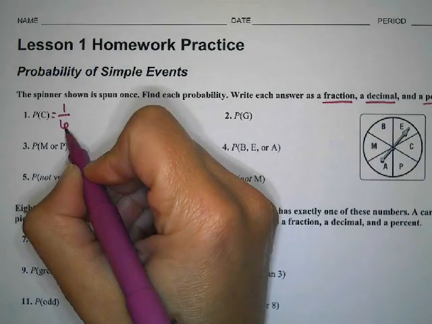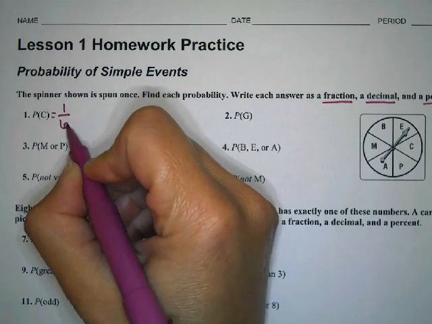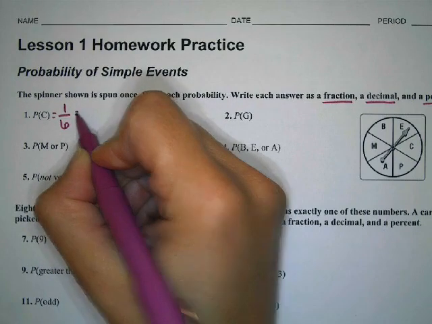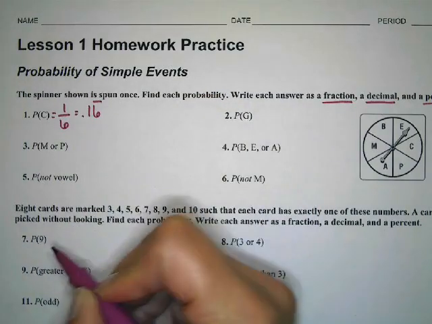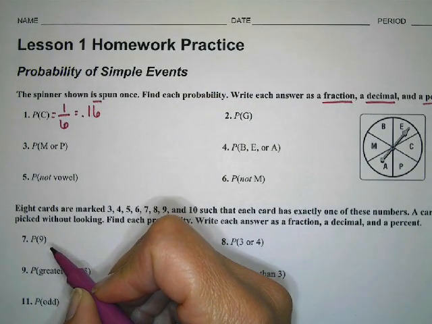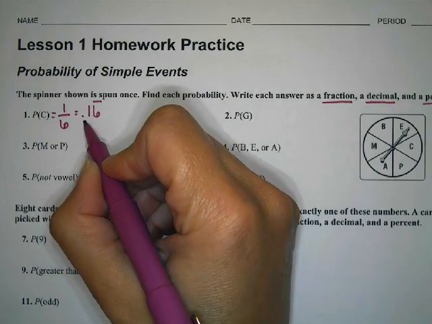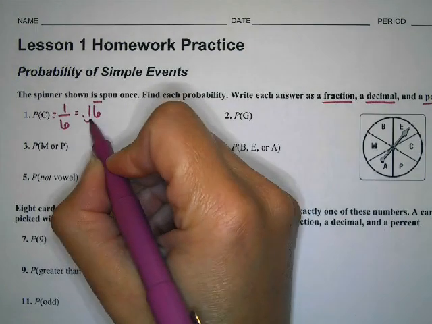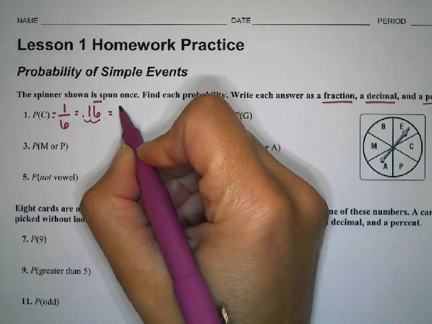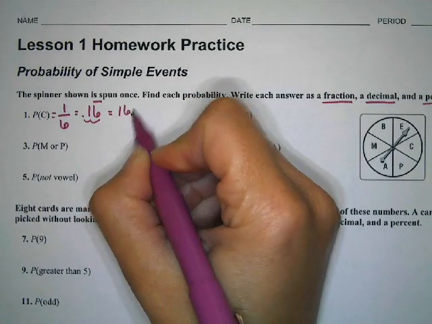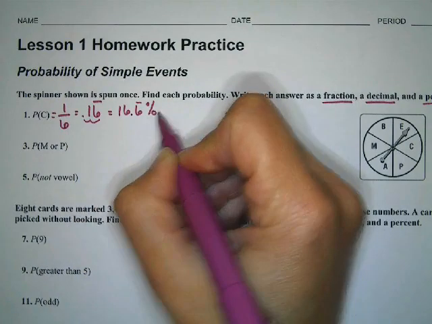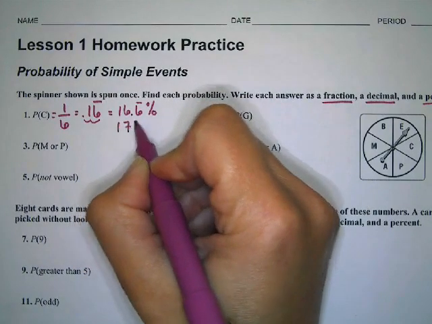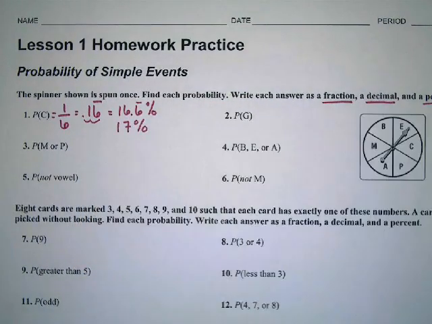Now you can take this and put it in your calculator. So 1 divided by 6 is going to give you 0.16 repeating. That 6 is going to repeat over and over again. And then to find the percentage, all we're doing is moving our decimal place over 2 places. So it would be 16.6 repeating percent, or you could round it up to 17% for the percentage.